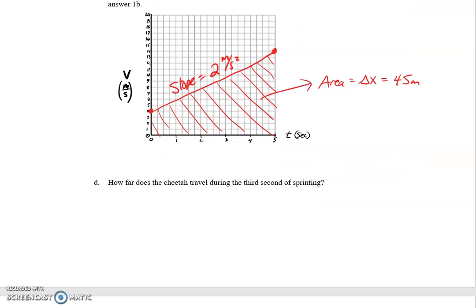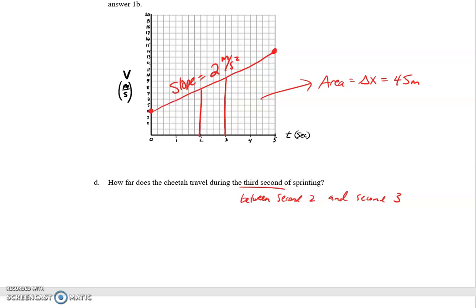And finally, how far does the cheetah travel during the 3rd second of sprinting? So this is going back to examples that we did yesterday, and I had video on, and we had homework on it. This 3rd second is between second 2 and second 3. Using your graph, so I'm going to erase shading lines here. The 3rd second is between seconds 2 and 3. If we can find the area, that would tell us how far that cheetah traveled.